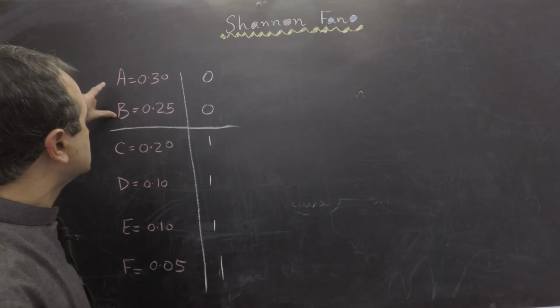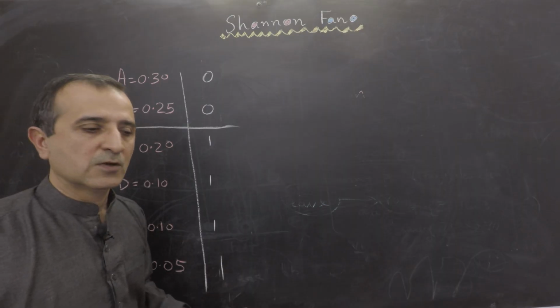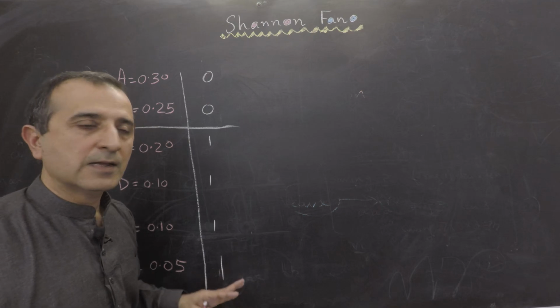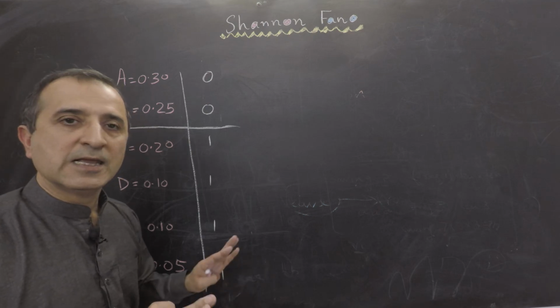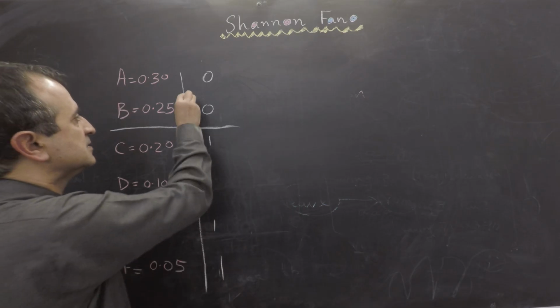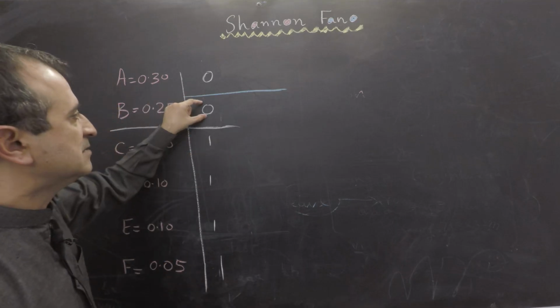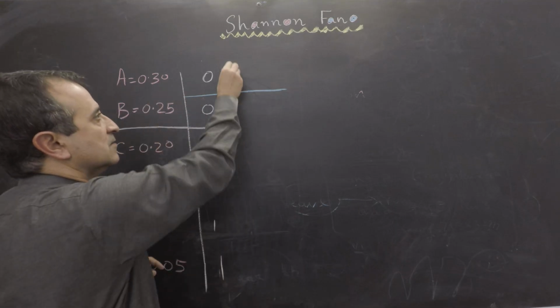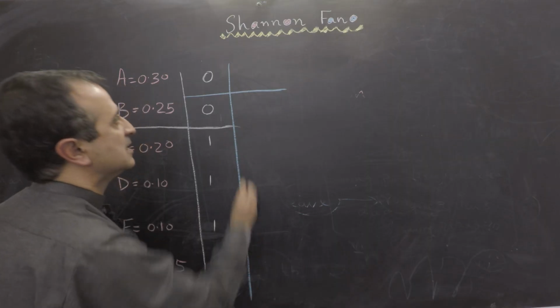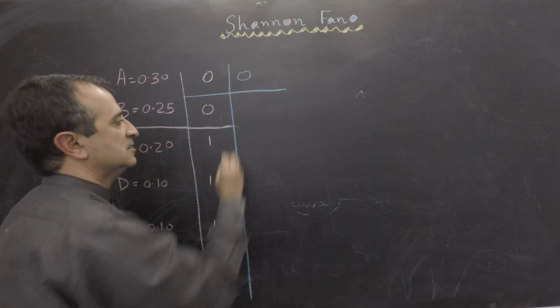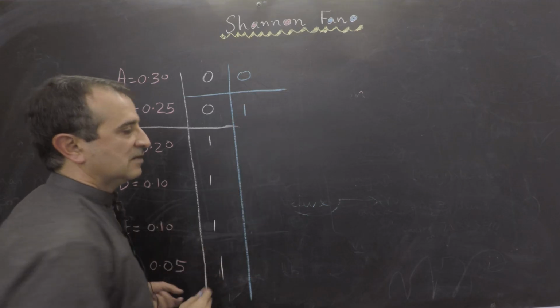Now this partition has two symbols. We can only draw a line and create new partitions in one way. That means we keep this symbol in the higher partition and this symbol in the lower partition. Once again, the symbol in the higher partition will get 0, and the symbol in the lower partition will get 1.